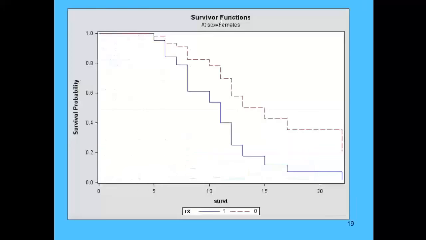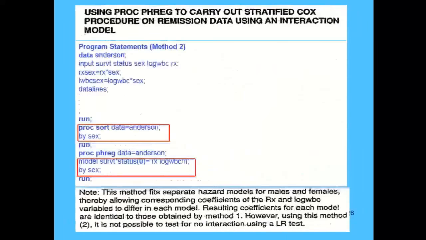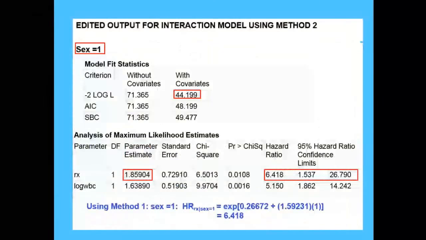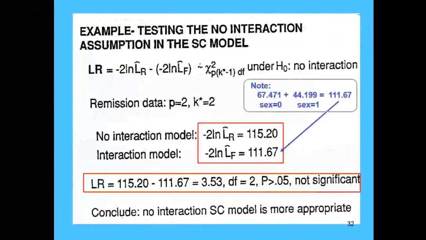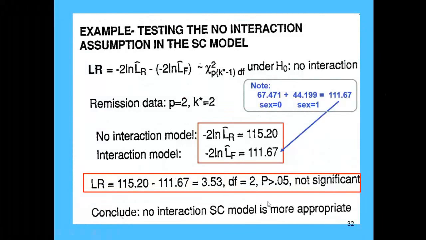You would subtract one from the other. So let's see what would happen. We subtract. I think I may even have this somewhere here. There, 115.20, 111.67. I subtract one from the other. I get 3.53. And it turns out that I say the degrees of freedom is 2, and that the p-value is not significant. Now, the question is, why is the degrees of freedom 2?